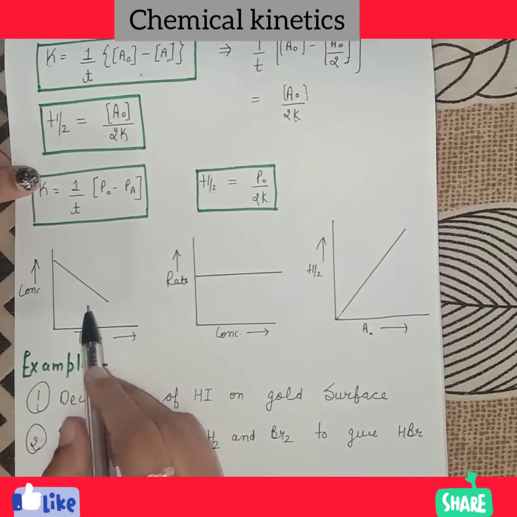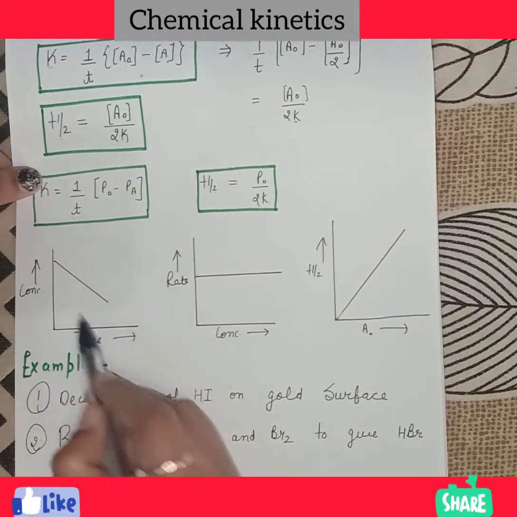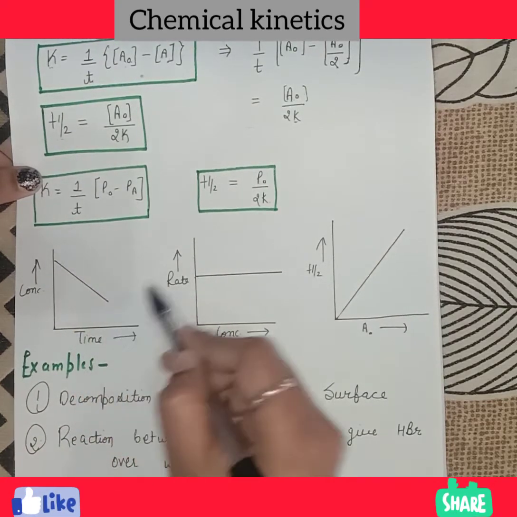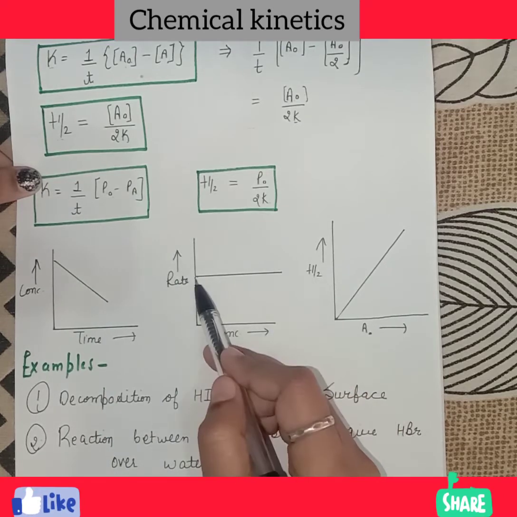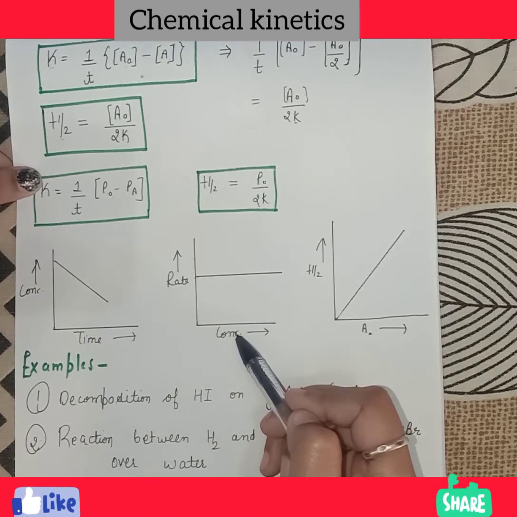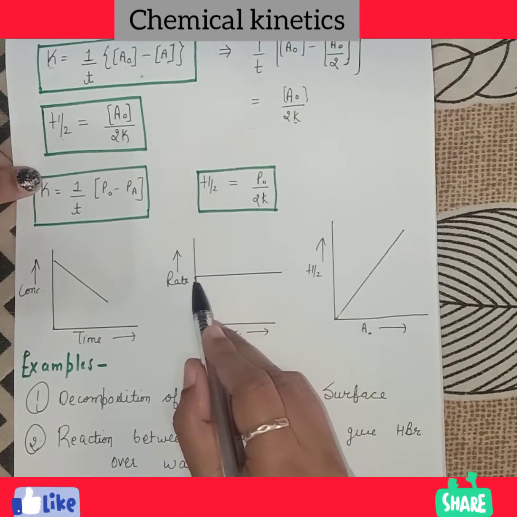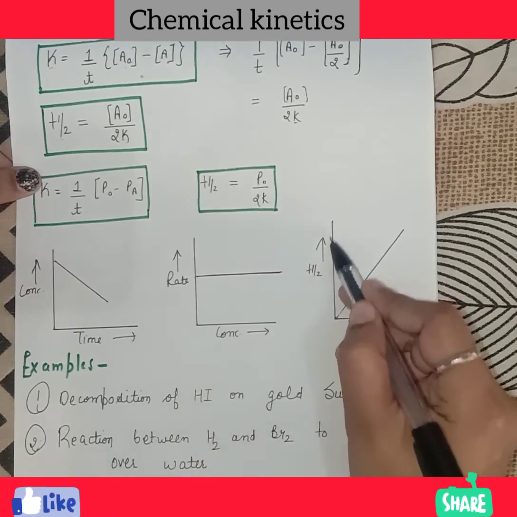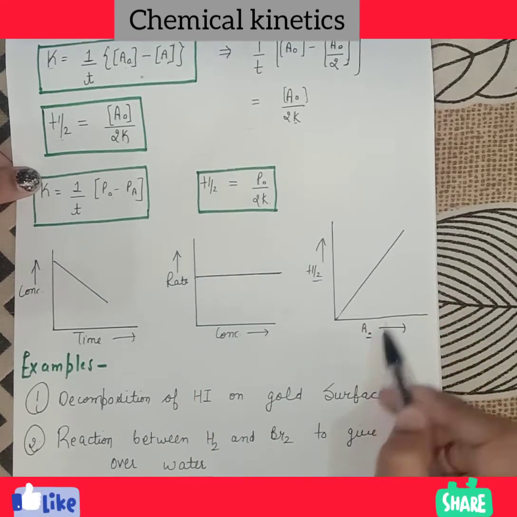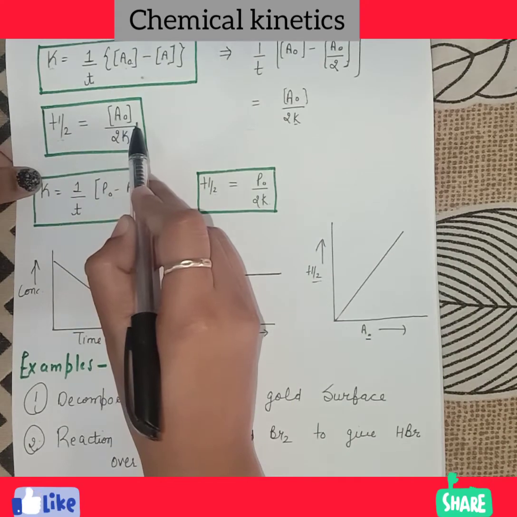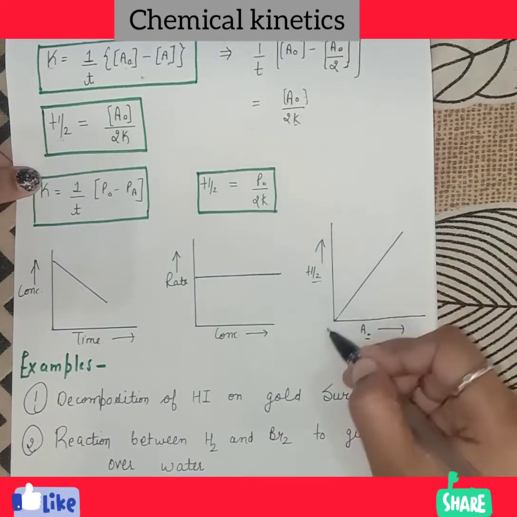These are the important graphs of zero order reaction between concentration and time. This one, rate and concentration, because rate is independent of concentration in zero order reaction. So this is a straight line. Half-life and a naught, half-life is directly proportional to a naught. So this is a straight line.